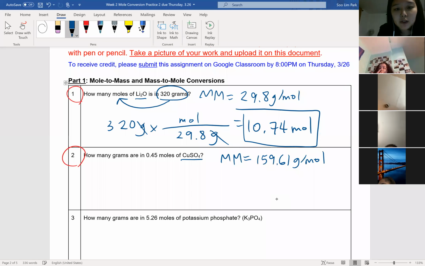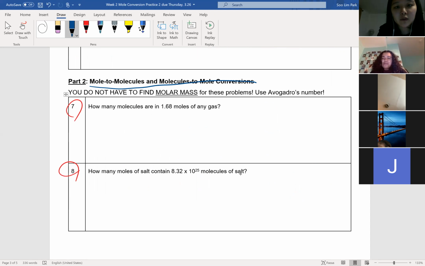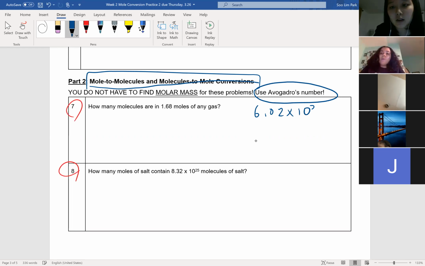All right, so I'm going to go now and work on part 2, which is mole to molecules, molecules to mole conversion problems. Remember, when you see the word molecules in the problem, you're probably using Avogadro's number, which is 6.02 times 10 to the 23 molecules. I'm just going to write that.